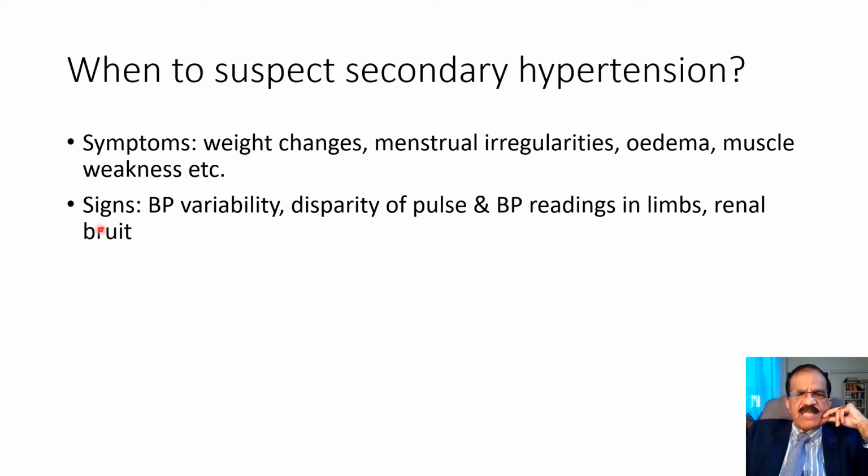And then some signs: a lot of variation in blood pressure, blood pressure which is different in upper limbs as compared to lower limbs, disparity of pulse and BP readings in limbs, and then renal bruit. If you put your stethoscope on the kidneys, and if you hear a systolic murmur, that could indicate renal artery stenosis. And if you do the same on the lower part of the sternum on the back, you could hear a bruit arising from coarctation of aorta.